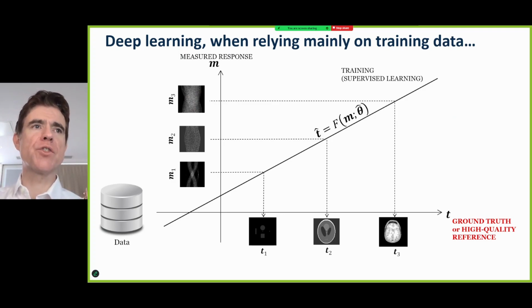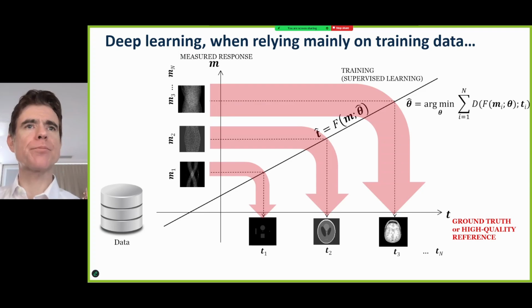Try and find some mapping. So this is going to be a deep network F, parameterized by some vector of trainable parameters theta hat, where theta hat is the optimized set of parameters for that deep network F, such that when you operate on some measured data M, you get hopefully some estimate of the underlying ground truth image or object representation. This is depicted here: we're trying to find the parameters theta for the deep network F, such that when you operate on M, you match the ground truth T.